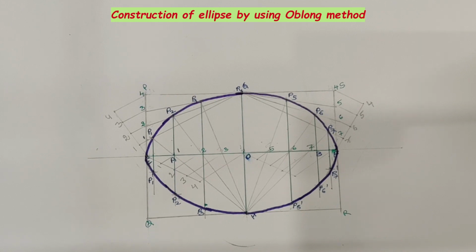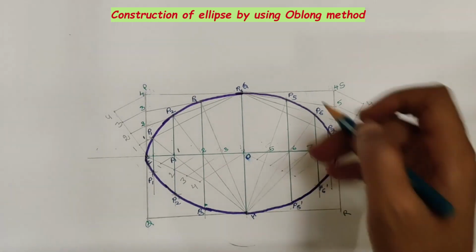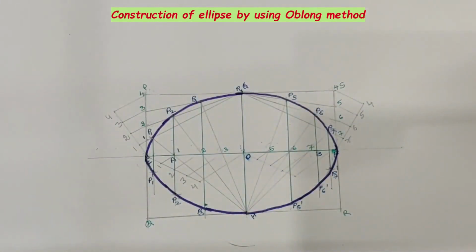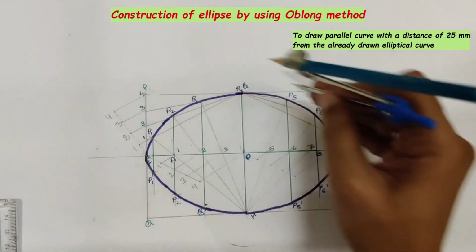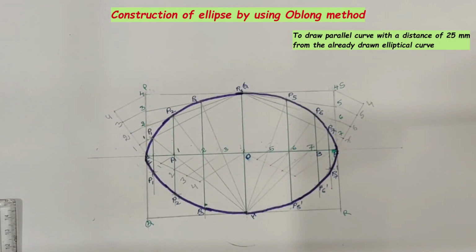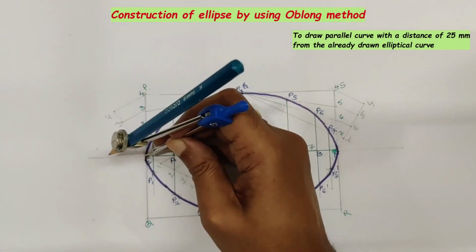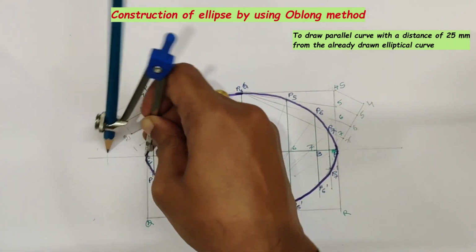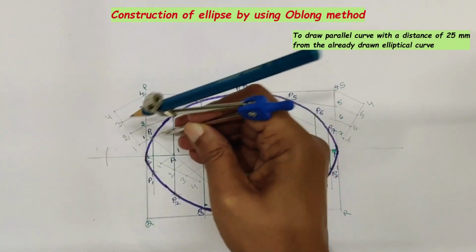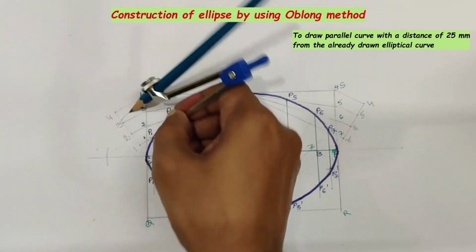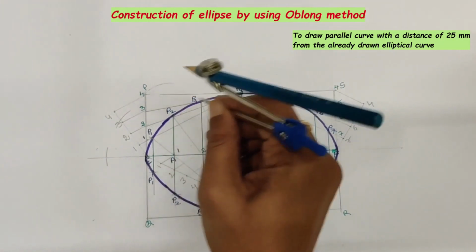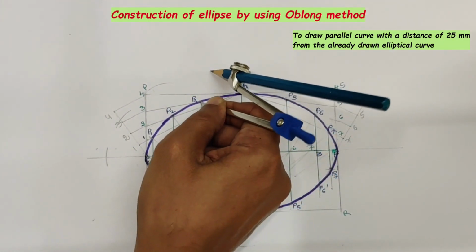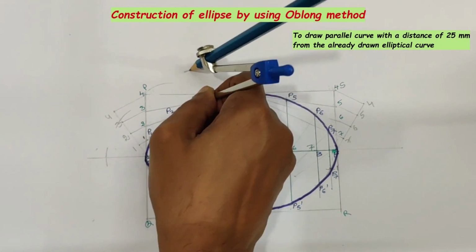Then in the problem it is mentioned that draw another curve parallel to this curve with a distance of 25 mm. For that, take 25 mm as a radius and different points on this curve as centers. Draw arcs. Say E as a center, 25 mm as a radius, draw an arc. Similarly, P1 as a center, 25 mm as a radius, draw an arc. P2 as a center, 25 mm as a radius, draw an arc. Similarly, repeat the procedure with the same radius with different points on the curve.